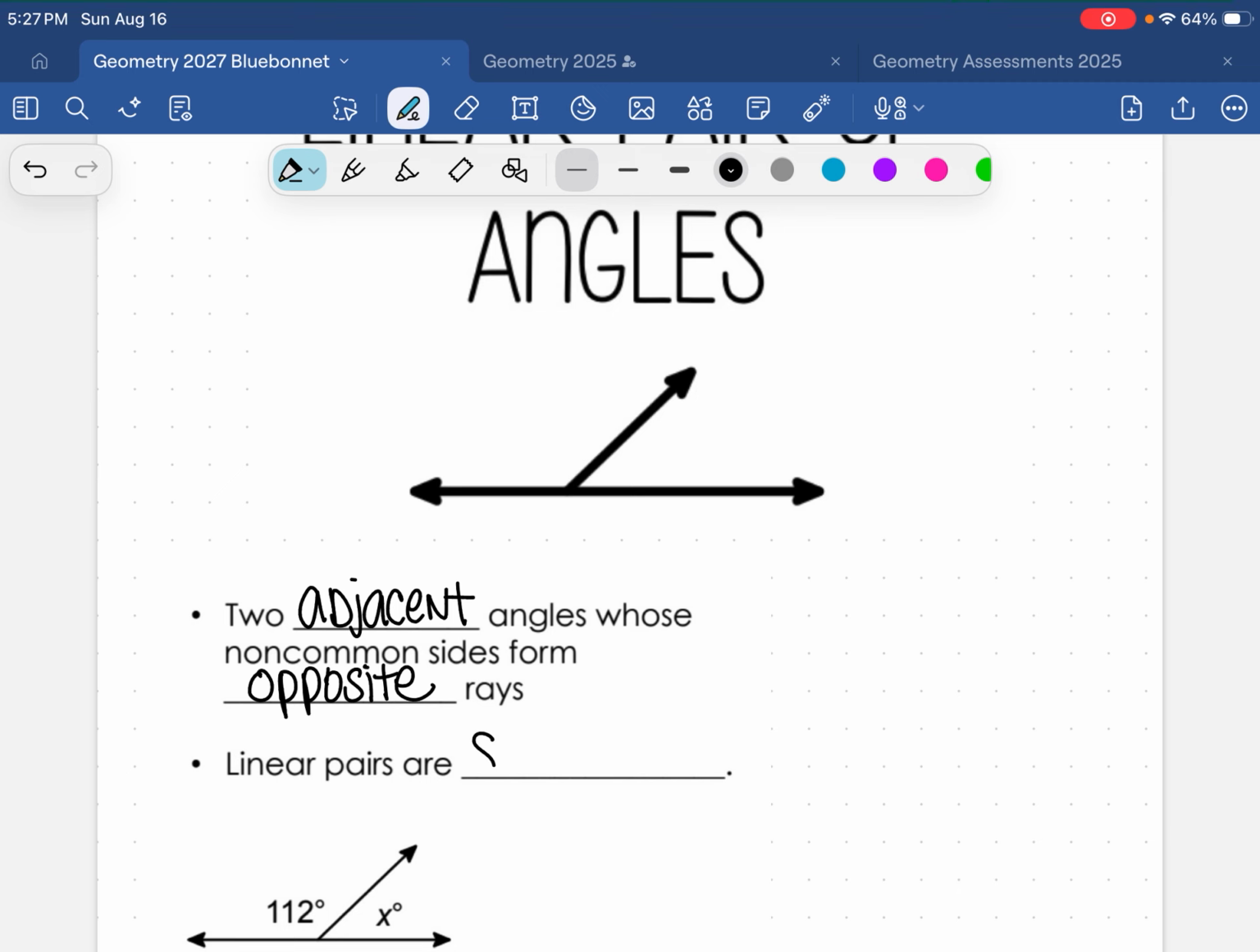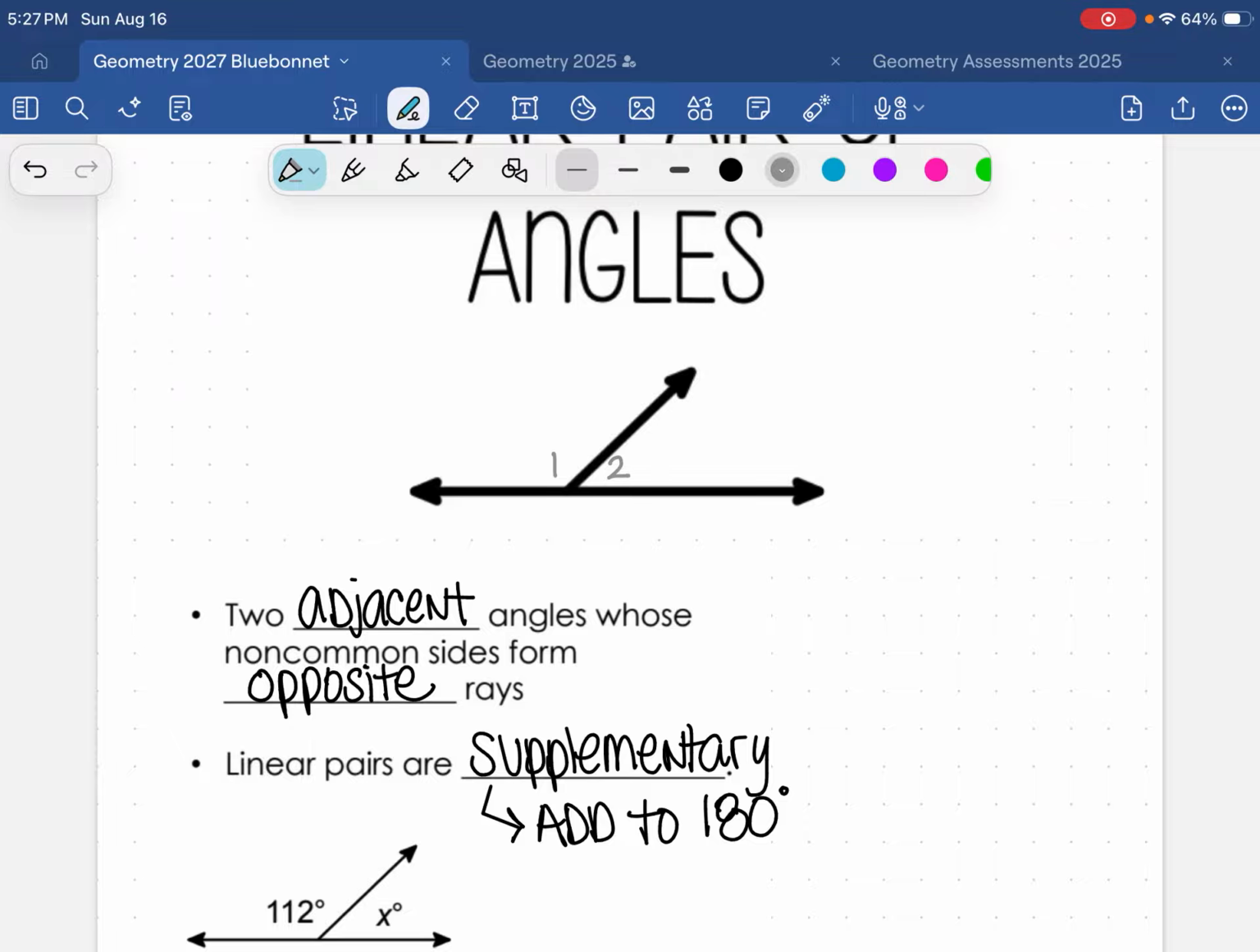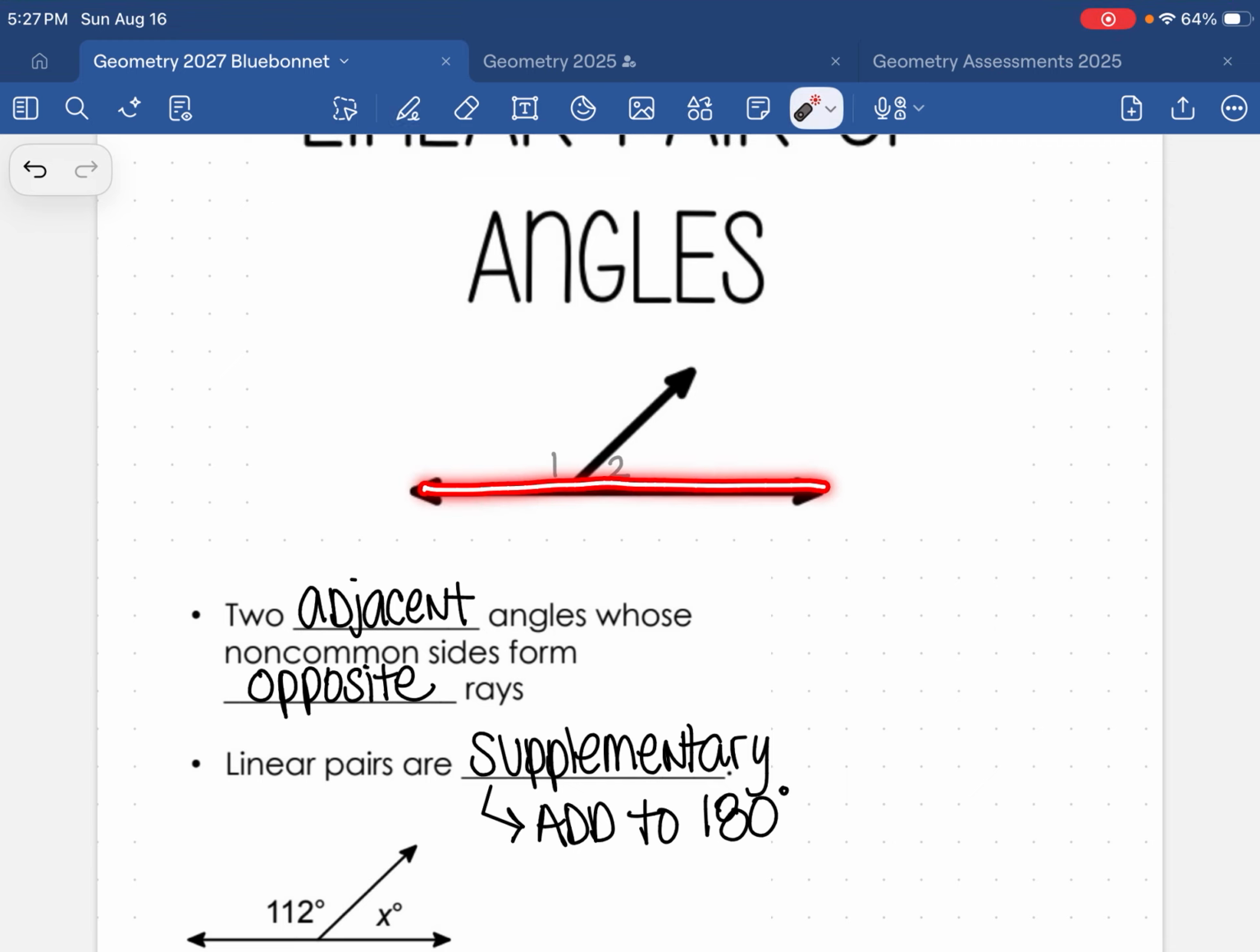Linear pairs are supplementary. Now there's a word we haven't heard probably since 7th or 8th grade. If you recall, supplementary means that we add to 180 degrees. We add to 180 degrees. So if we take a look at our 2 angles here, we have angle 1 and we have angle 2 because we don't have points on them. All I know is that angle 1 plus angle 2 is going to give me 180 degrees. Why do I know this? Because they make a straight line. This is why the linear pair postulate works.